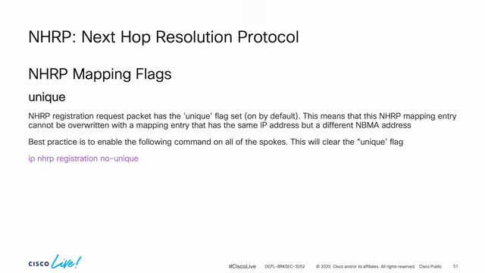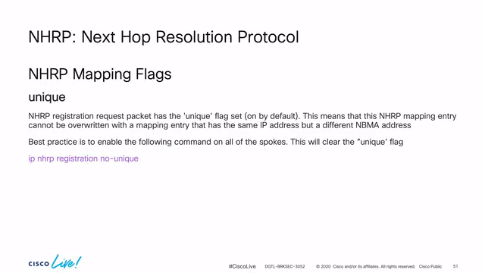When the spoke registers to the hub, within the registration packet, this unique flag is set on by default. What it means is that on the hub, if it gets another registration packet from the same spoke with a different NBMA address, it cannot go ahead and modify the existing mapping entry with this new NBMA address. Under what circumstances would this happen?